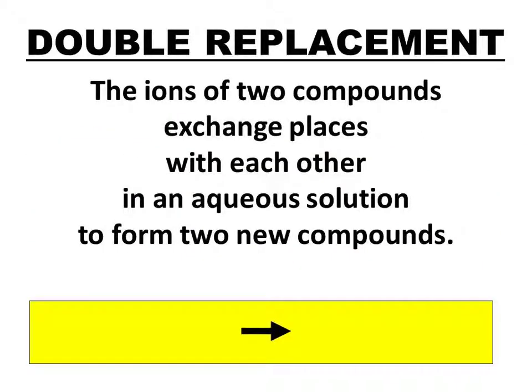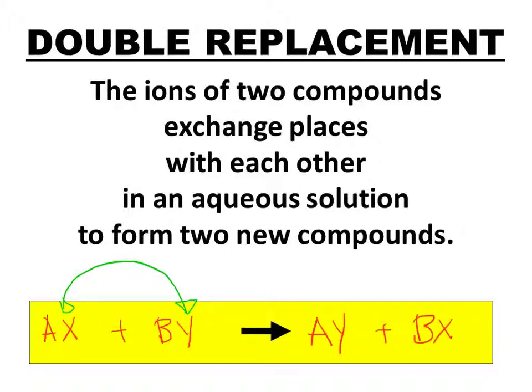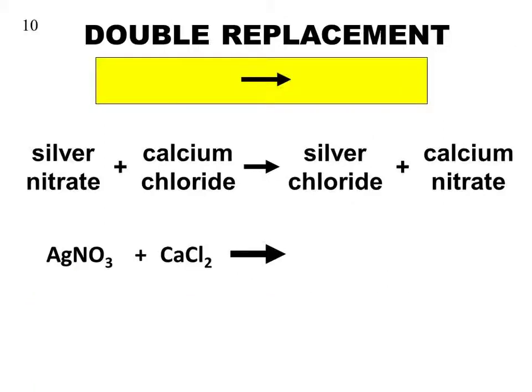Now that we've done single replacement, our fourth one we're going to talk about is double replacement. Now, double replacement, you're going to have AX plus BY. And instead of replacing just one element, you're going to go ahead and swap two elements. So the X and the Y will swap places, and you end up with AY plus BX. So again, here is a generic formula.